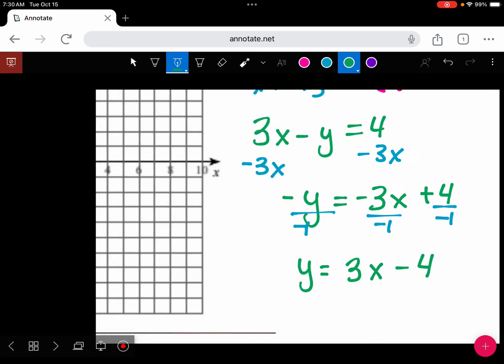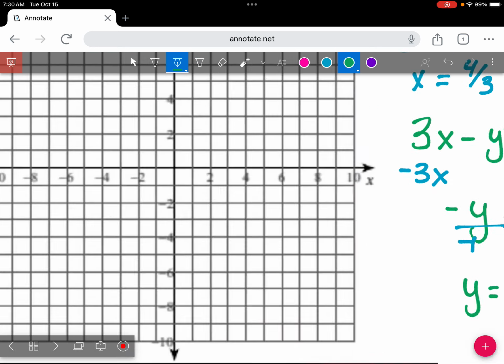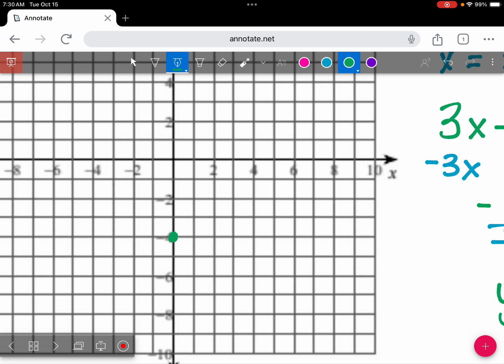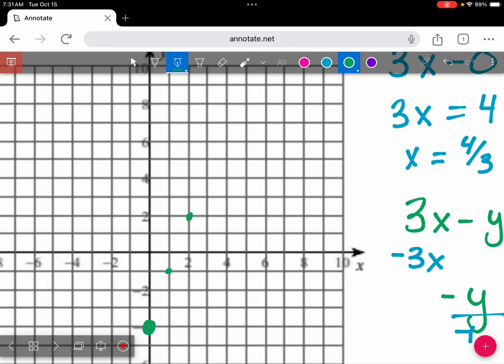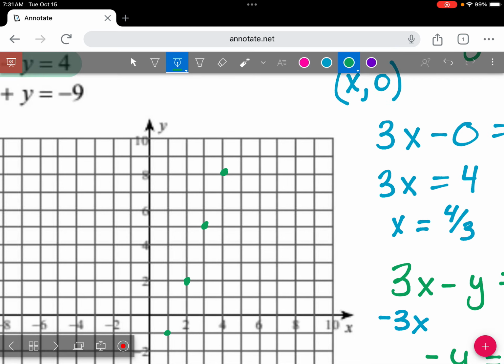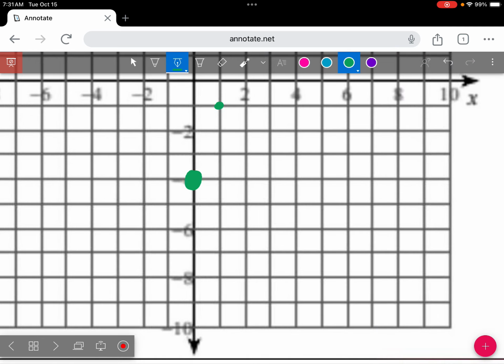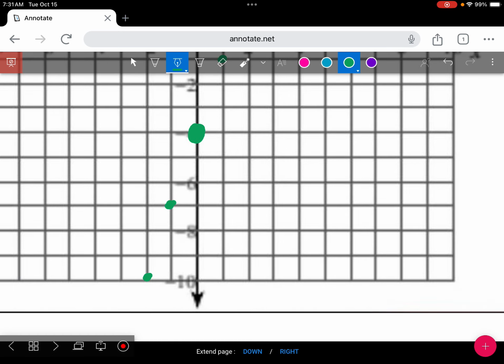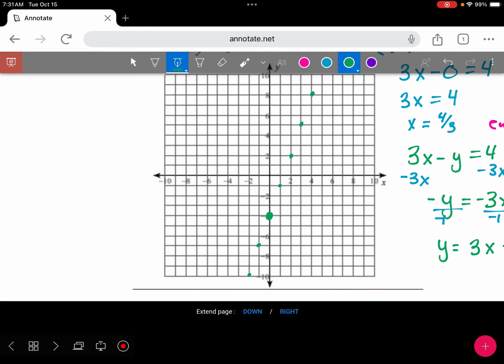So where am I going to start when graphing this line? At -4. How am I going to find my next point? Up 3, right 1. Up 3, right 1. The more points you plot, the easier it is to connect them up accurately. I could even come down here and go down 3, left 1. Again, the more points you use, the easier it is to plot them up.